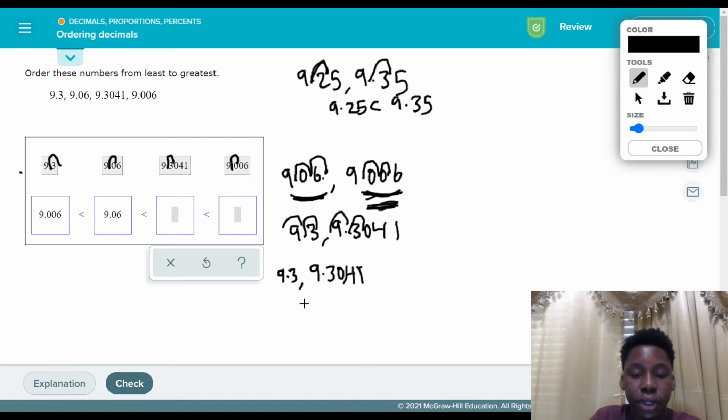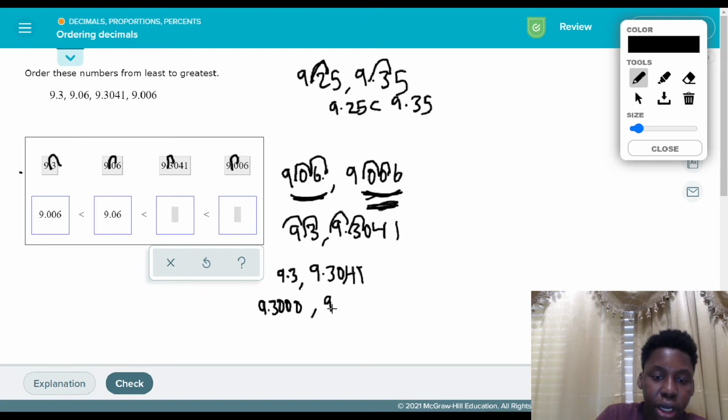Since there's no number behind the decimal point, behind this 3 here, you can automatically put 0 behind it. So we can say 9.3000. In this case, there are 3 numbers behind it, right? So now we can compare 9.3000 and 9.3041. Since there's nothing behind it, automatically put in a 0 behind it. So this is 000 here, and we're good for that.